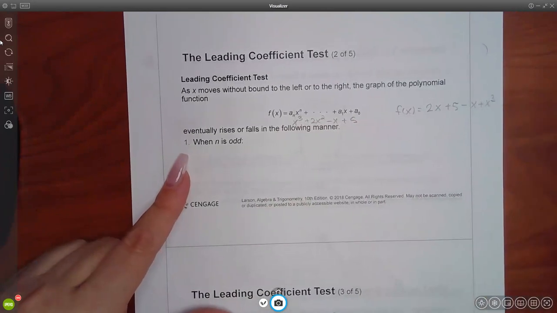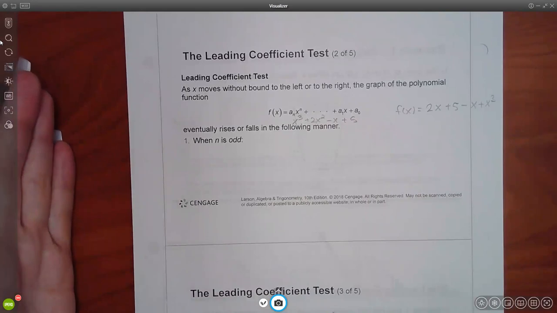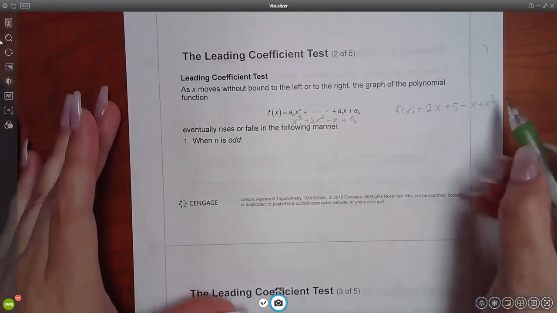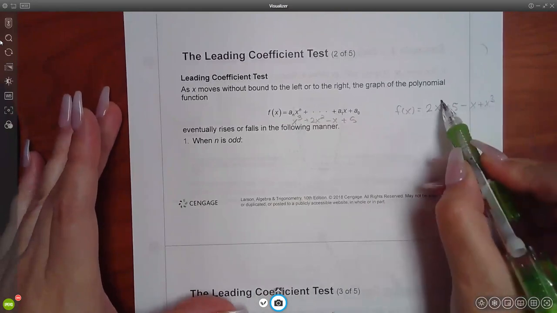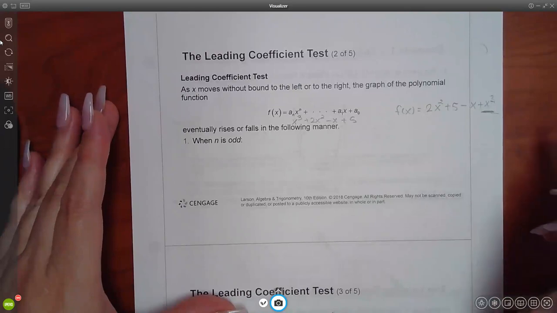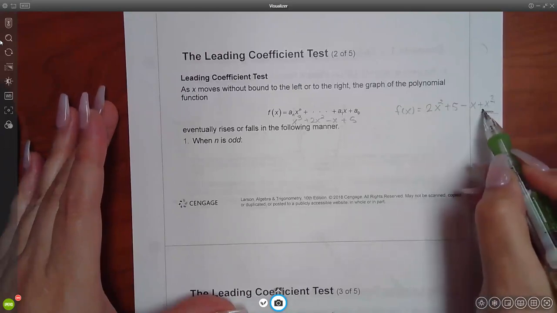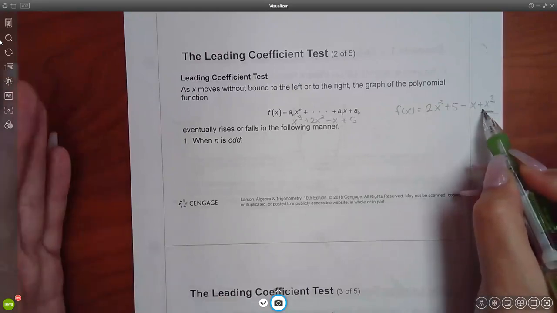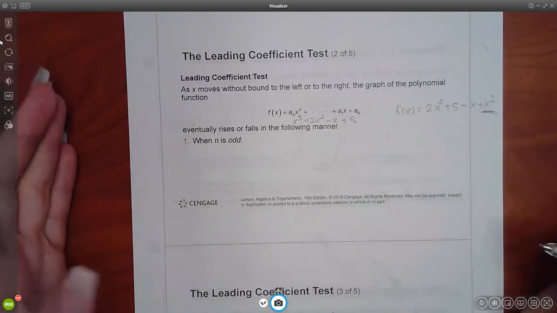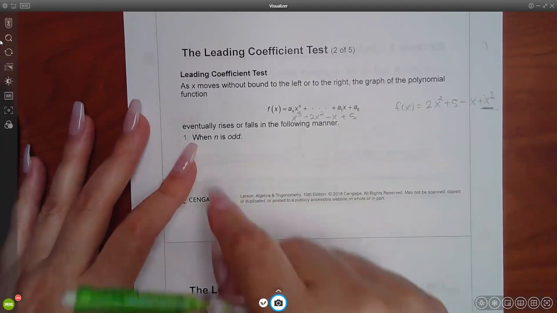Right? You can still figure out who's the leading term. You just need to focus on who's got the higher exponent. Okay? So this guy has the highest exponent, I should have had a square. This has the highest exponent, so this is still my leading term. And what is the leading coefficient? Still a positive one, right? It's just invisible, okay?